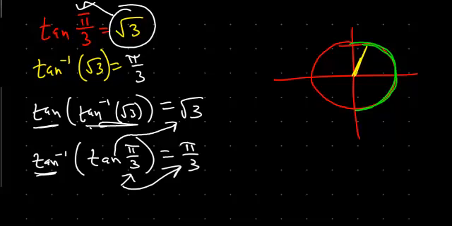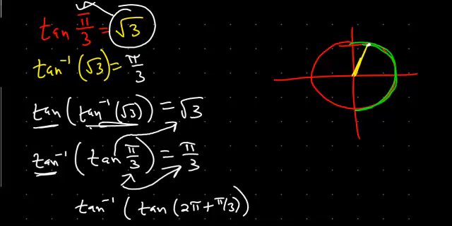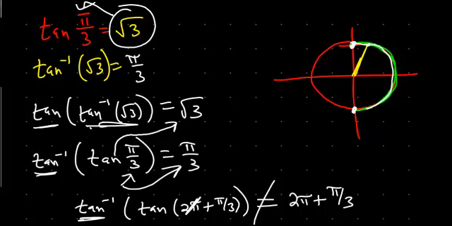Again, the only issue would be, say we had the inverse tangent of 2 pi plus pi over 3. That is not going to equal 2 pi plus pi over 3, because the output of the inverse is between negative pi over 2 and pi over 2. So you would have to forget about the 2 pi here and realize that that is pi over 3.